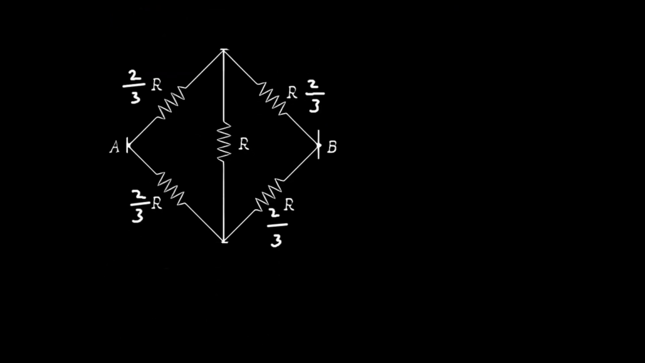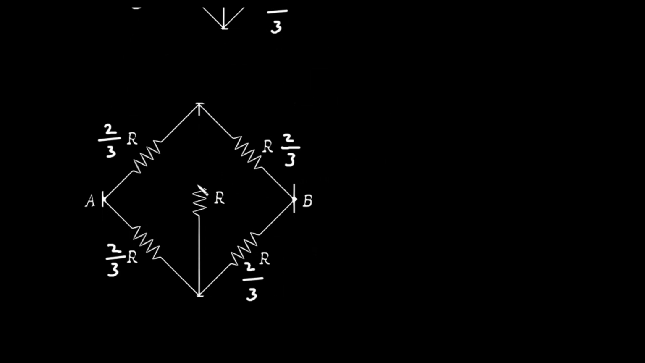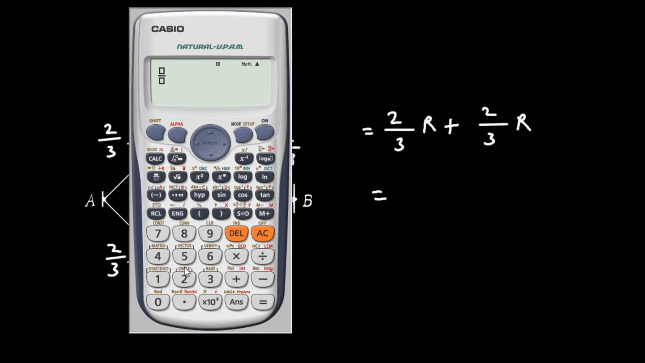So what we can do next, we can simply add this. So 2 by 3 R plus 2 by 3 R. So first of all, let's remove the middle R. Otherwise it will cause confusion. So let's remove this R. Now here this 2 by 3 R and this 2 by 3 R, we have to add this. So 2 by 3 R plus 2 by 3 R. Now this will be, let's add this. It will be simply 2 by 3 plus 2 by 3.